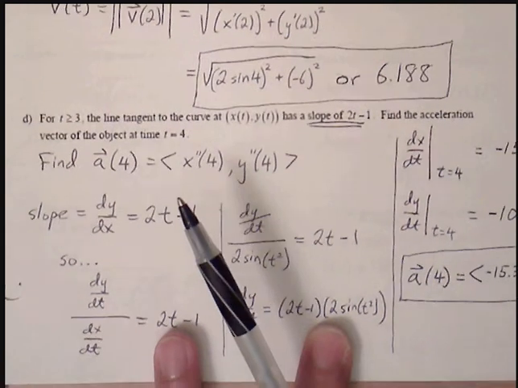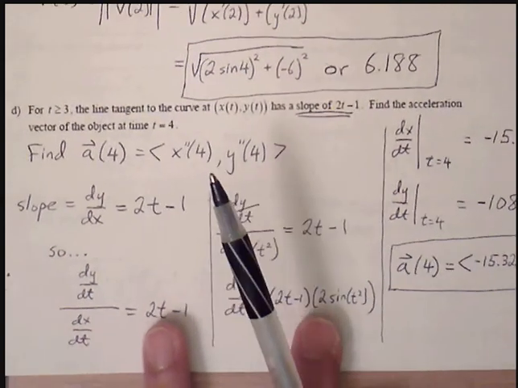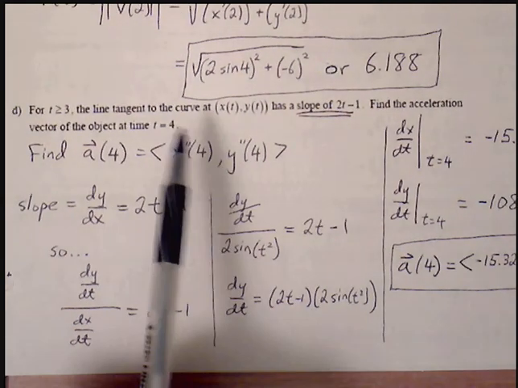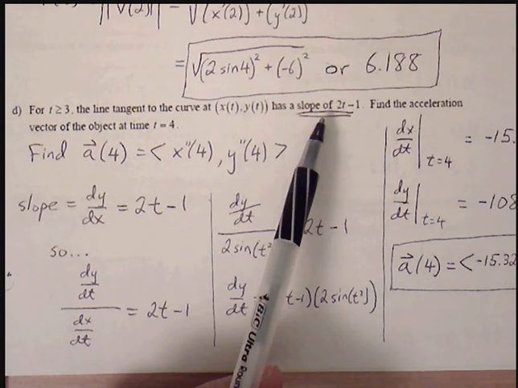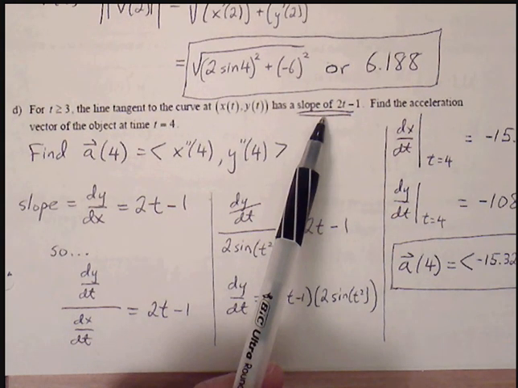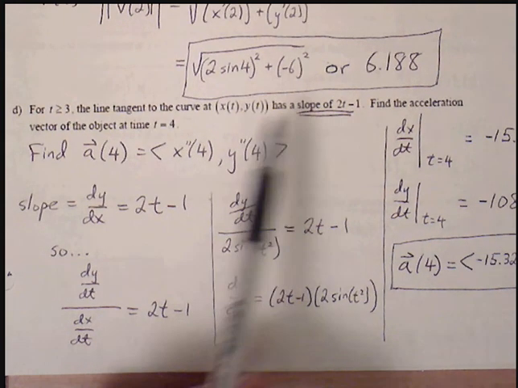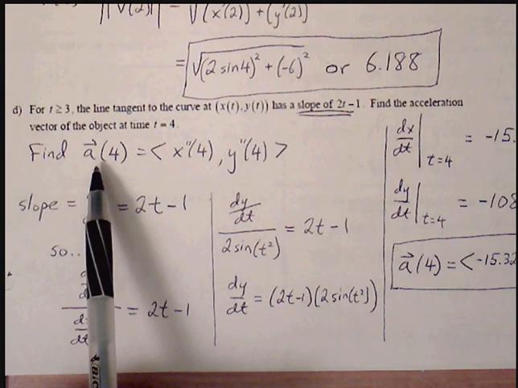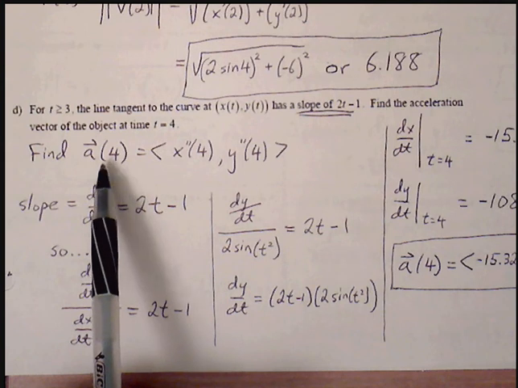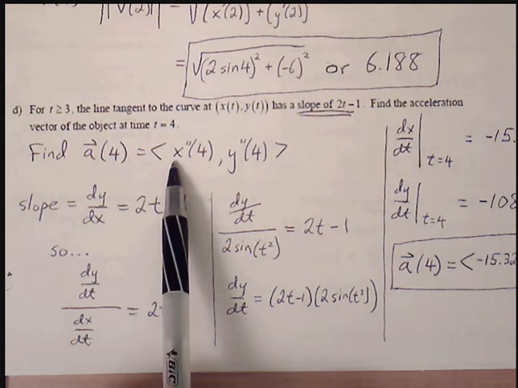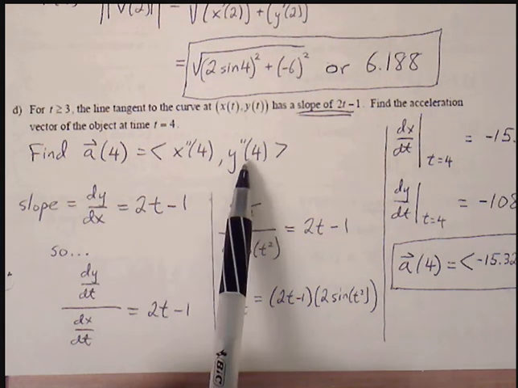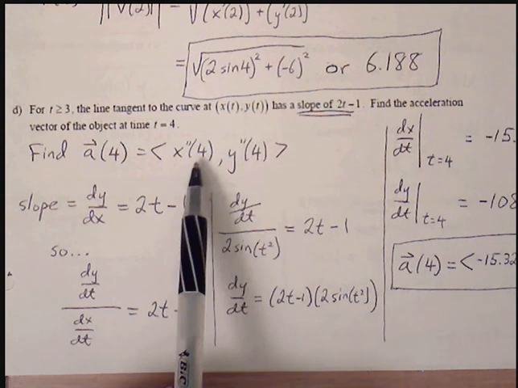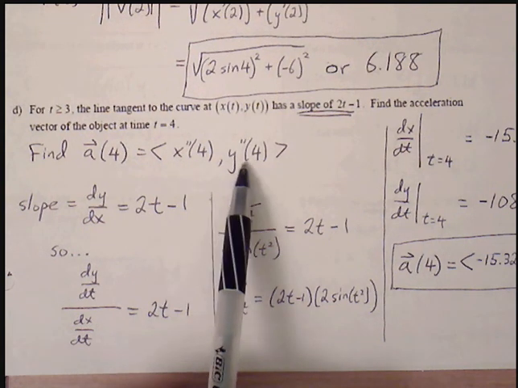For D, for t greater than or equal to 3, the line tangent to the curve has a slope of 2t minus 1. Find the acceleration vector at time t equals 4. Well, let's see, what are we looking for? We're trying to find the acceleration vector, which is essentially x double prime of 4 and y double prime of 4, with these two x and y components.